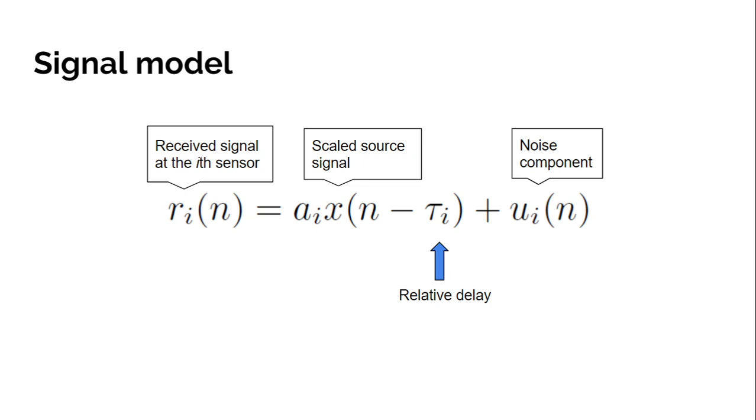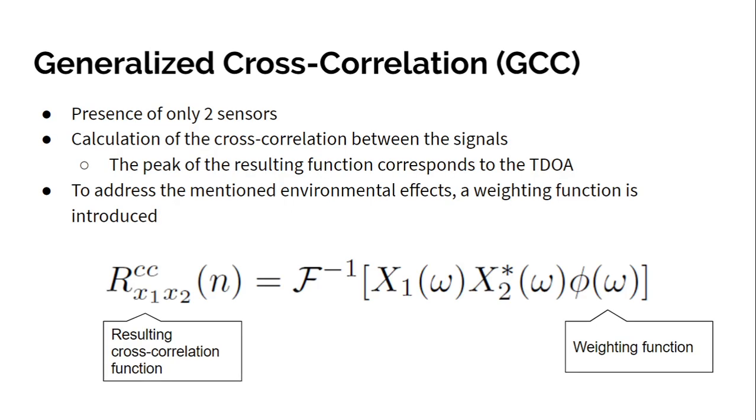So as we can see in here, the received signal model is just a scaled version of the source signal, which is delayed, and then it is summed to the distortion components. For instance, I expose here the noise. And this delay, the tau i that is highlighted here, is the thing that we're looking for in this scenario, right? So first things first, I talked about in the first place about the generalized cross correlation (GCC).